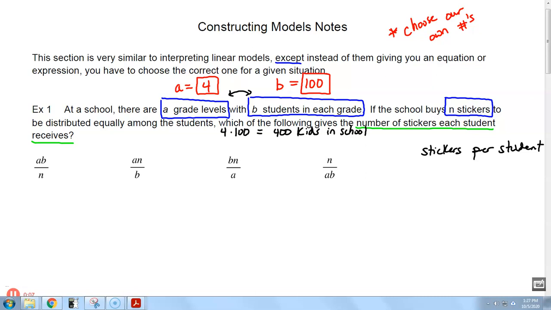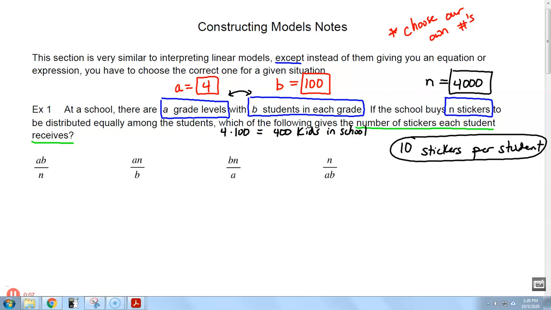Now, if the school's going to buy stickers to give everybody an equal amount, how many stickers would we want to buy? Well, I don't know. Maybe I want the answer to be 10 stickers per student. So if I want there to be 10 per student, and there are 400 students, I'm going to need 4,000 stickers. That's how many I'm going to have to purchase.